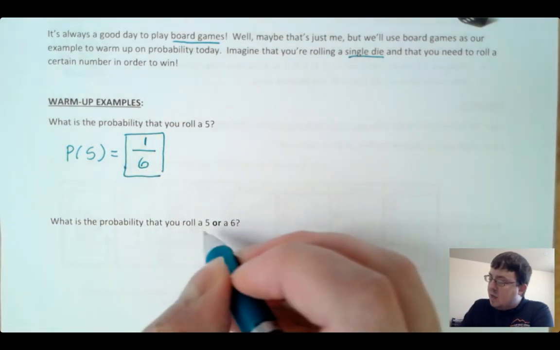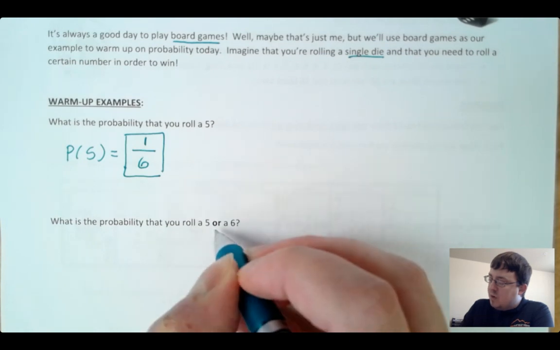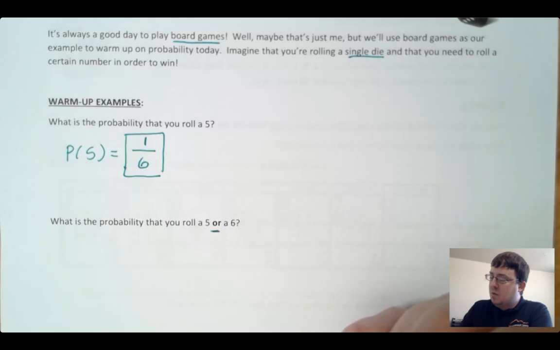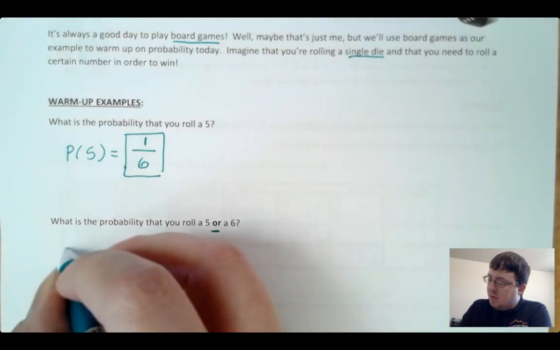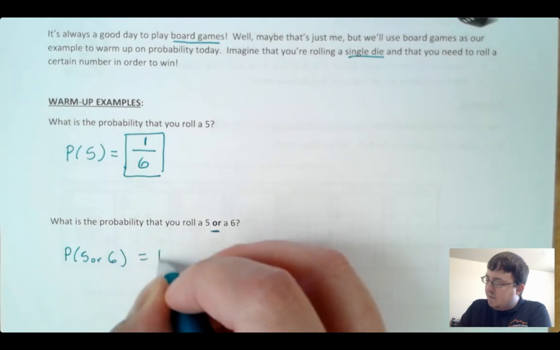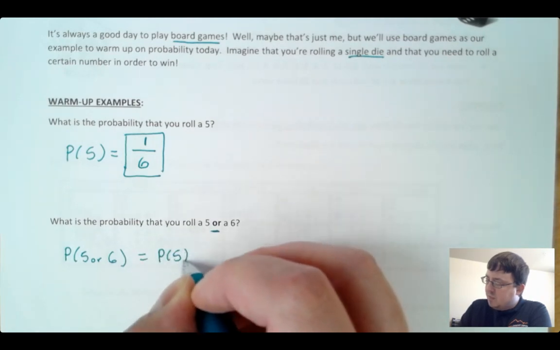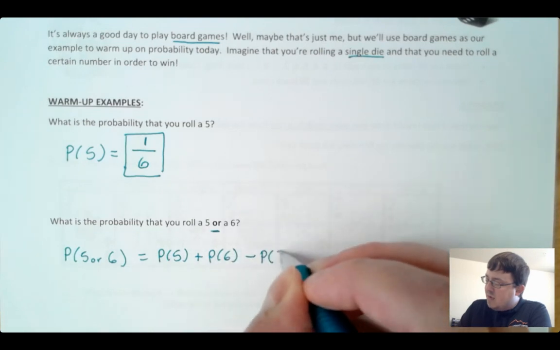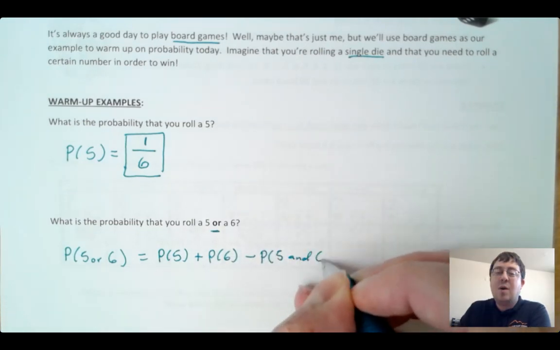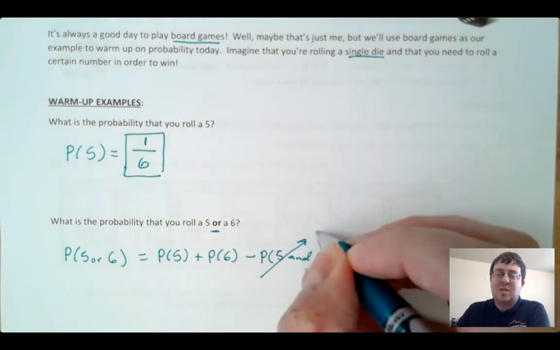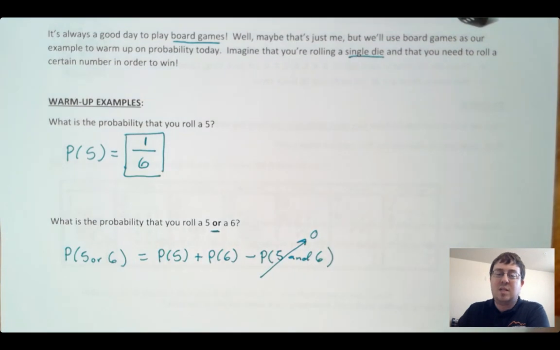Reviewing again from OR and union probabilities, what's the probability I roll a 5 or a 6? Well, that's the probability of 5 or 6. That's the probability of 5 plus the probability I roll a 6 minus the probability I roll a 5 and a 6. However, I'm only rolling one die still, so I can't get both a 5 and a 6 at the same time. I either get a 5 or a 6 using one die.